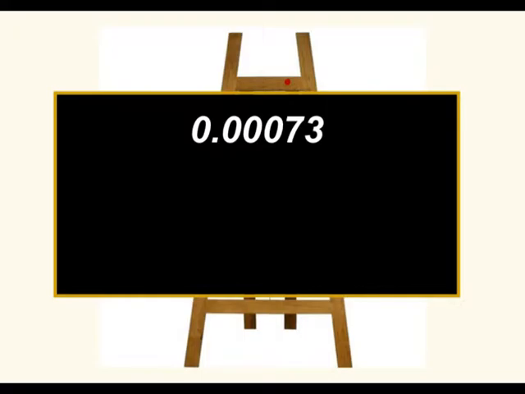Here's another example. The decimal point was moved 4 places, so we count the number of columns, and that's where the 4 comes from. And if we're dealing with a small number like this, it's -4.